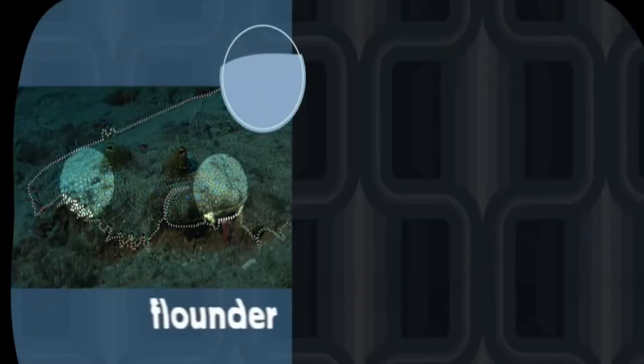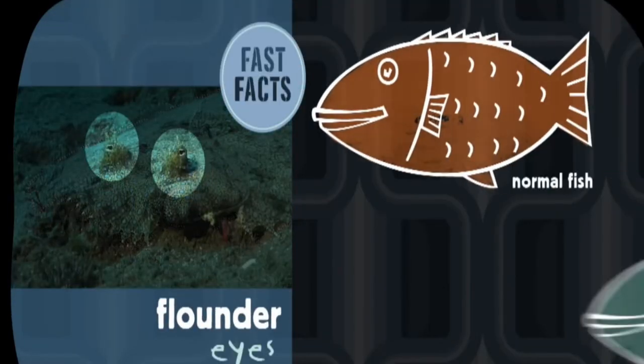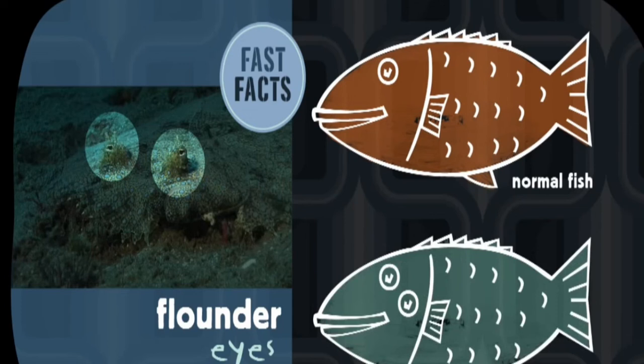Unlike most creatures, the flounder has both its eyes on one side of its body. And that's the side we're looking at right now. You better believe it, baby.